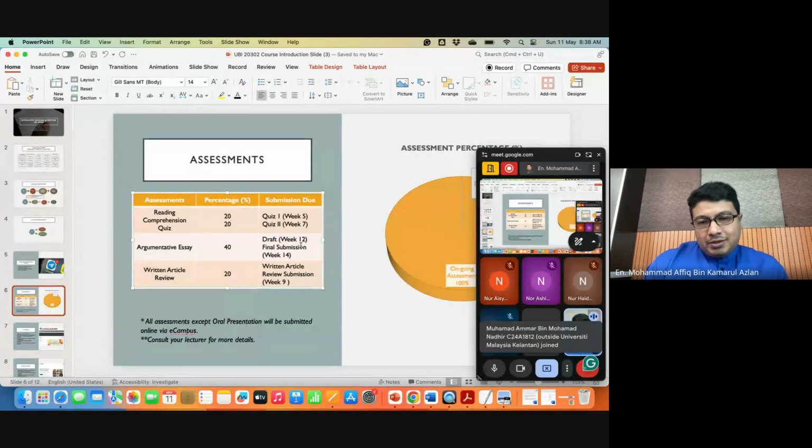So this is week 8. Submission for assessment 3, the argumentative essay, will be in week 12 and also week 14. So the draft and the full essay. And the article review will be the week after it is explained.